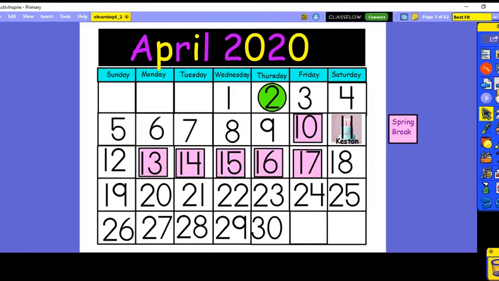Let's look at our calendar. We've got some exciting changes on our calendar. Of course, we're in our new month of April 2020. Today is Thursday, April 2nd, 2020, and we've got some exciting things to look at on our calendar. So we've got all our pink squares right here. These are days that we will be out of school for spring break, so that's exciting. Yay! And as you can see, we have a birthday. Who's our birthday boy this month? Keston. Here he is. April 11th is Keston's birthday, so looking forward to that. Can't wait to wish him a happy birthday.